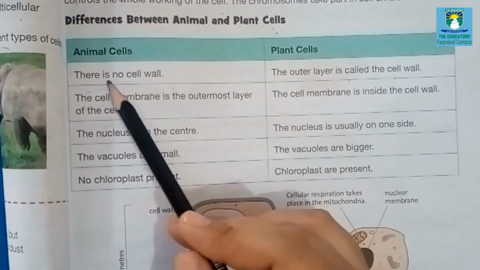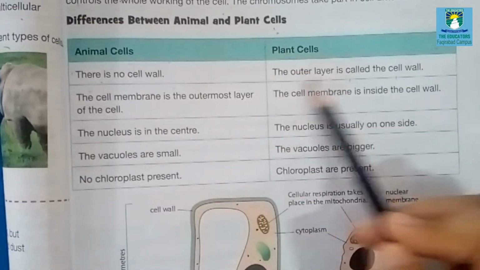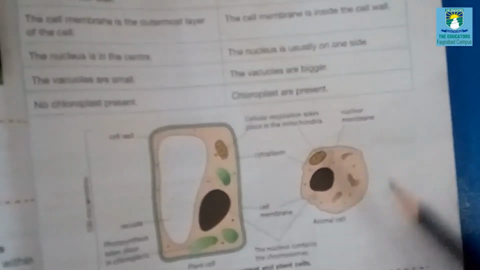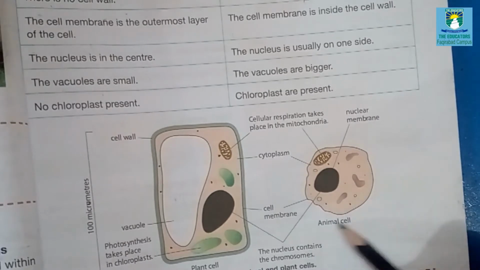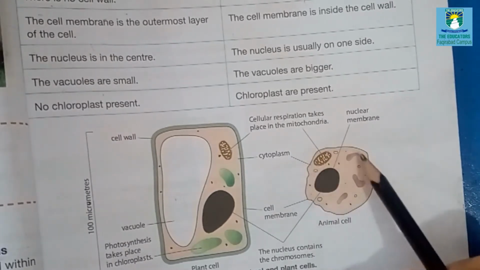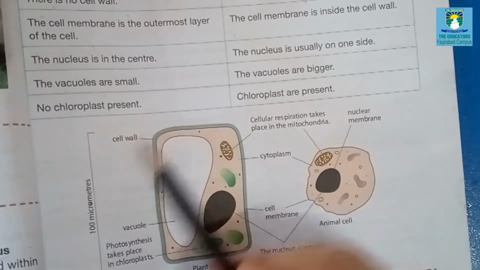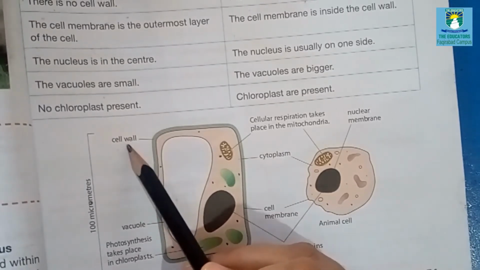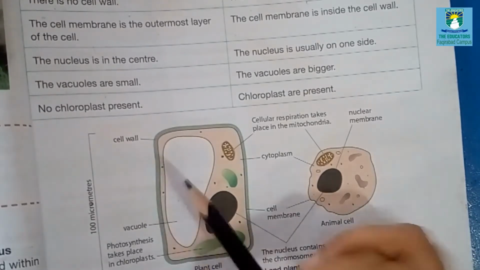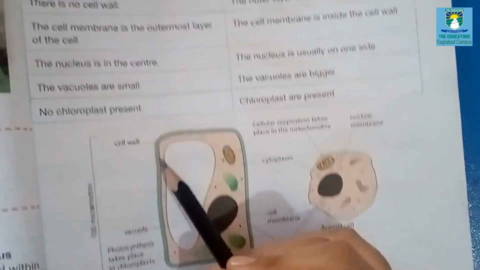First difference: in animal cell, there is no cell wall. In plant cell, the outer layer is called the cell wall. Look at this diagram. There is no outer layer in the animal cell, and in plant cell there is an outer layer which is known as cell wall.